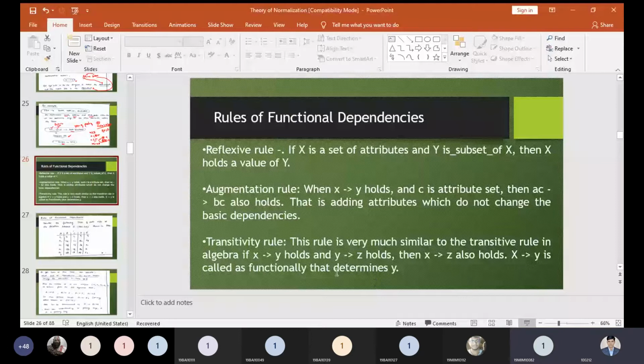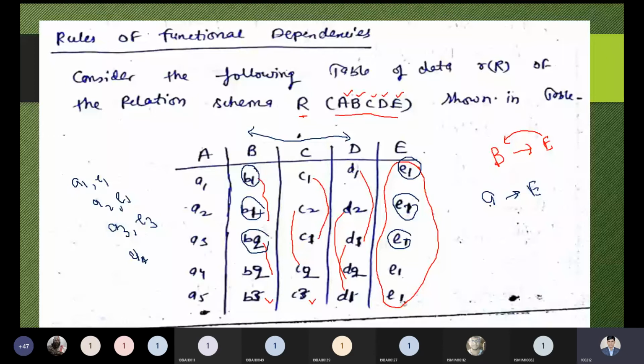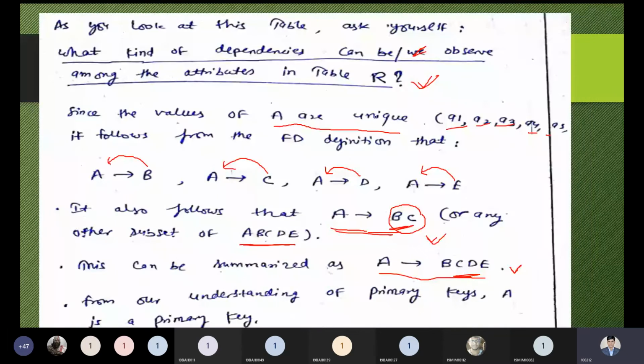Sir, can you conclude what we are doing exactly? A good point you have asked. In this point, we need to check which attribute depends on another attribute. So we are just finding the number of functional dependencies which are held by such a relation, that is this relation.